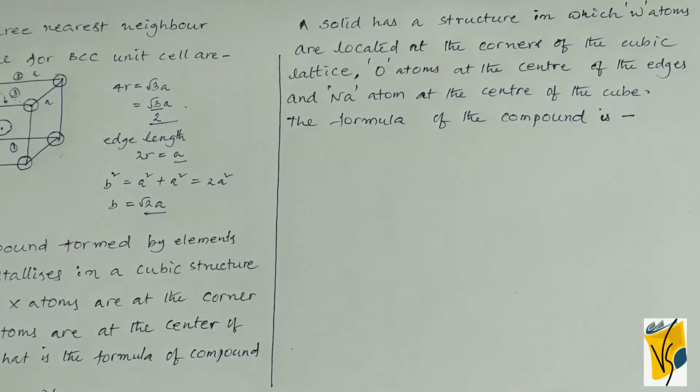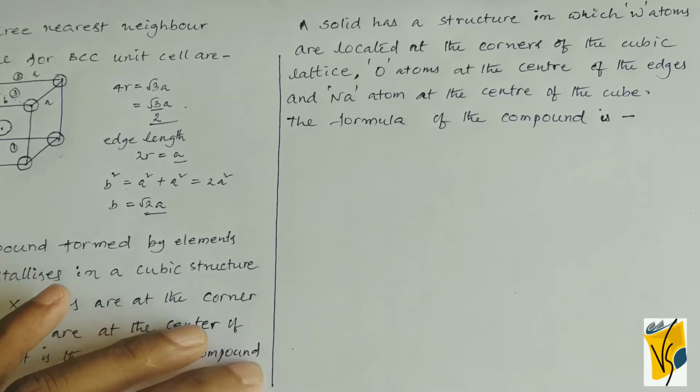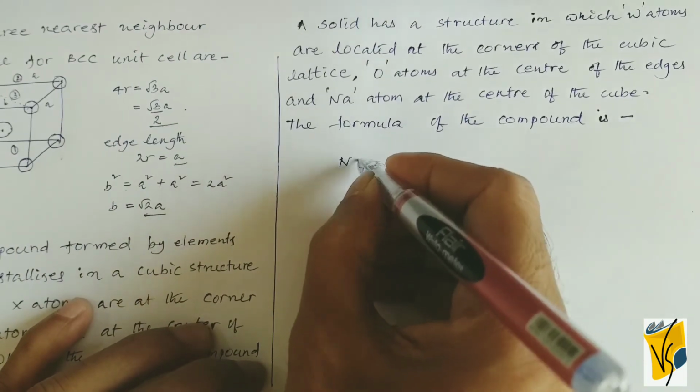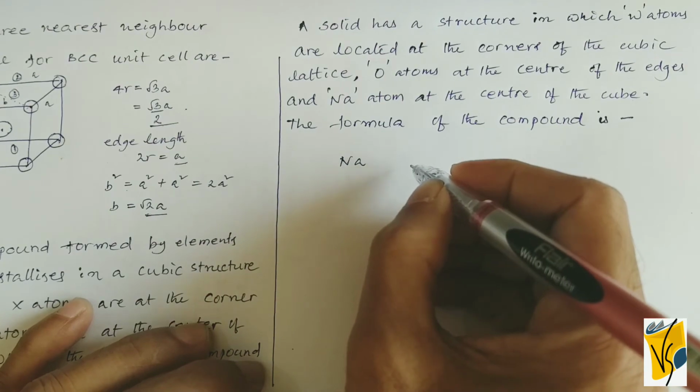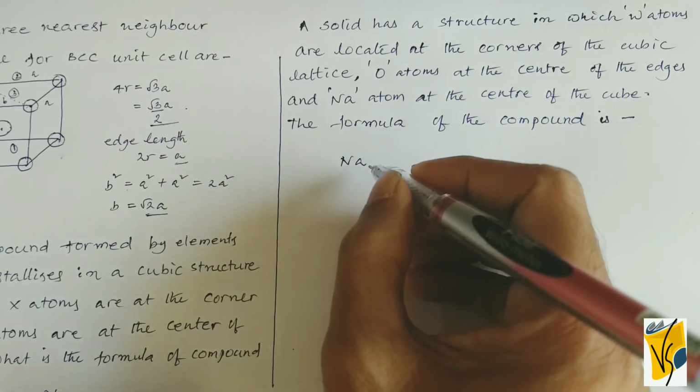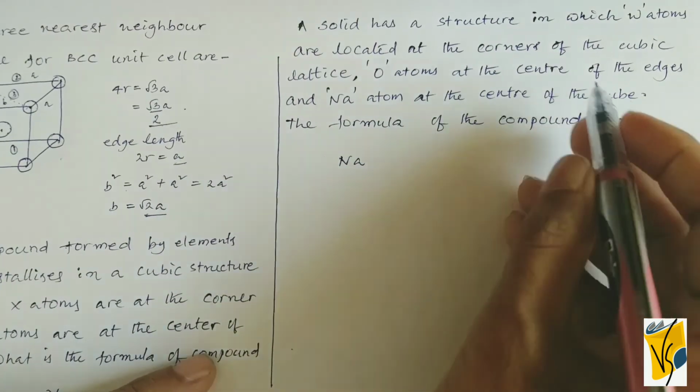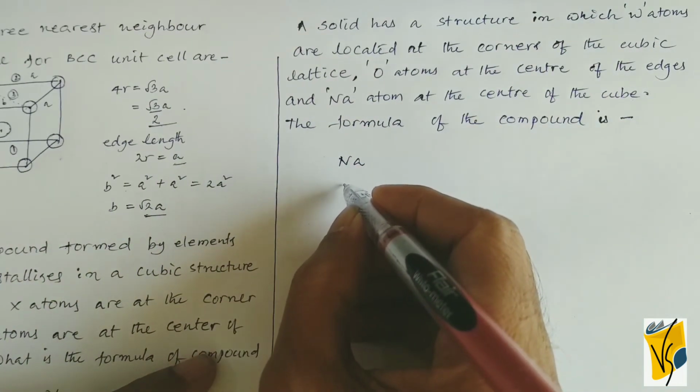Next problem: a solid has a structure in which W atoms are located at the corners of the cubic lattice, oxygen atoms at the center of the edges, and a sodium atom at the center of the cube. The formula of the compound is? So what are the atoms present here? Sodium, tungsten and oxygen. Okay, sodium is present at the body centered position, right? Atom at the center of the cube means it is present at the body centered position.